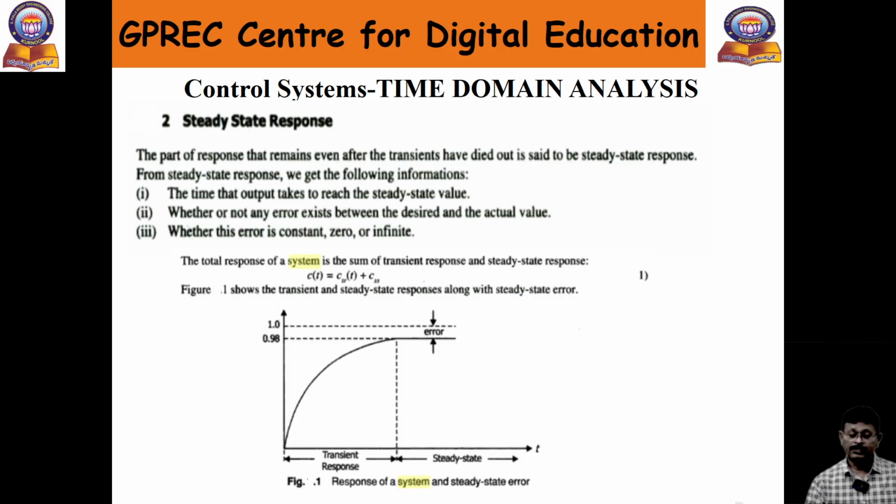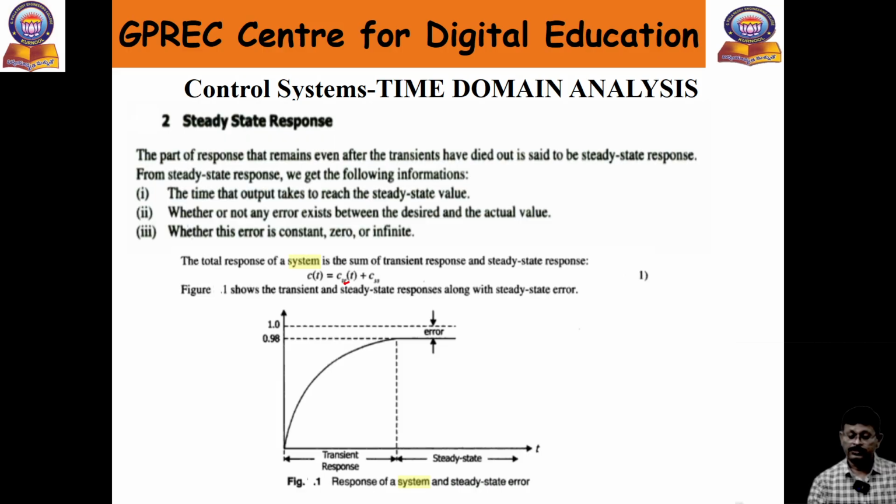Then coming to the steady state response, it is the part of the response that remains even after transients have died out. That is said to be the steady state response. For the steady state response, we get the following points: the time that the output takes to reach the steady state value, whether or not any error exists between the desired and the actual value, and whether this error is constant, zero, or infinite. Now I am representing the time response with two functions.